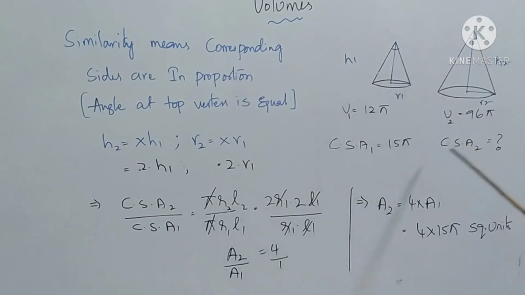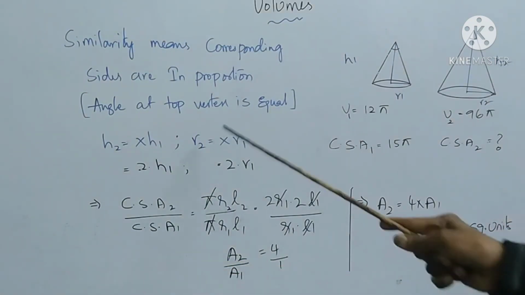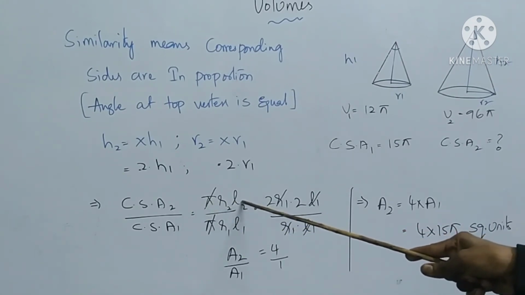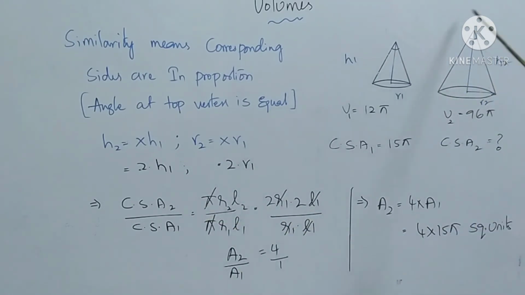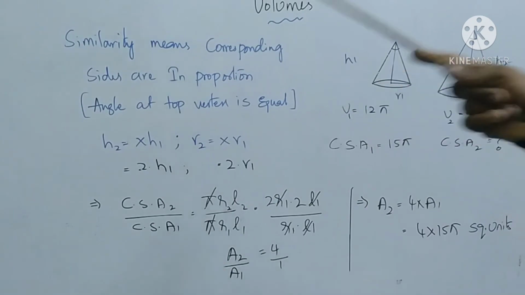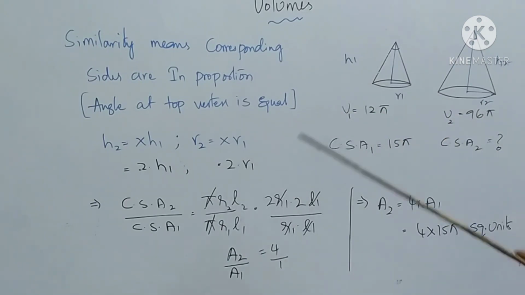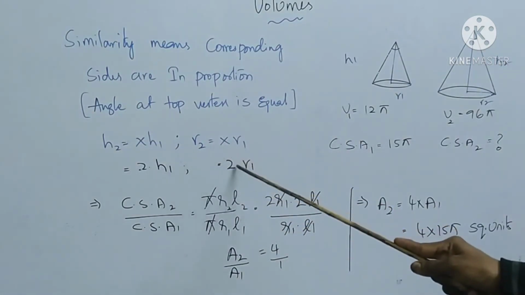Now we have to find the ratio between the curved surface areas. Curved surface area 2 by curved surface area 1. Pi R L is the formula of curved surface area, so the second cone's curved surface area is pi R2 L2. Similarity means sides are in proportion: H is in proportion, R is in proportion, and slant height L is also in proportion. So L2 is 2 into L1, and R2 is 2 into R1.